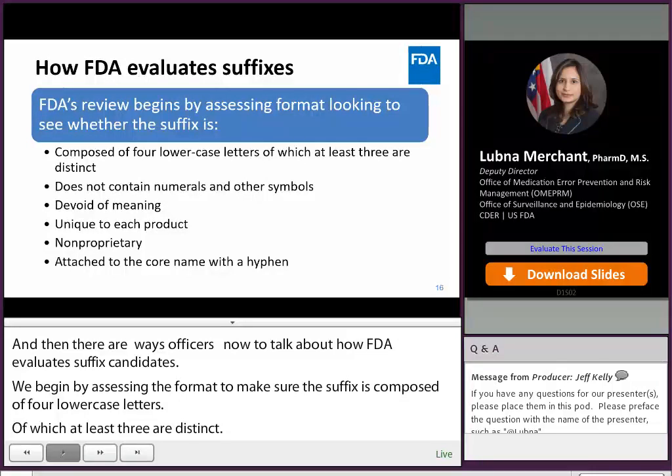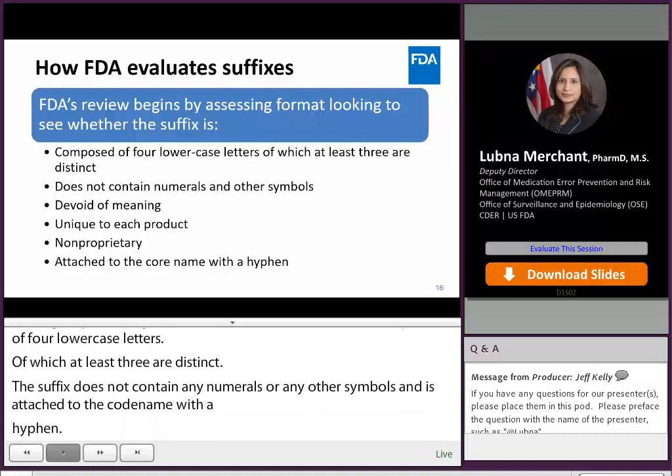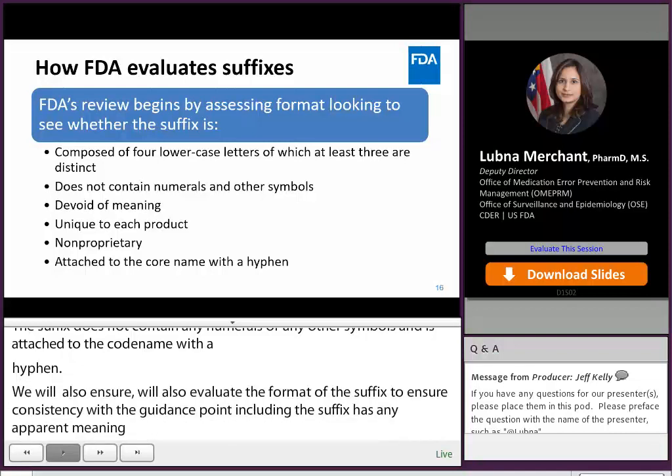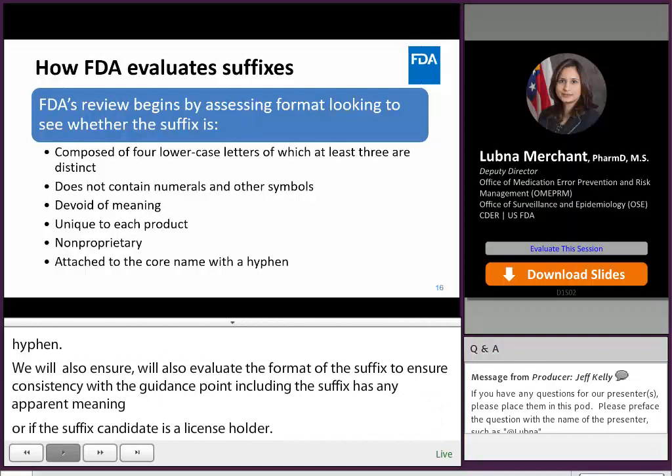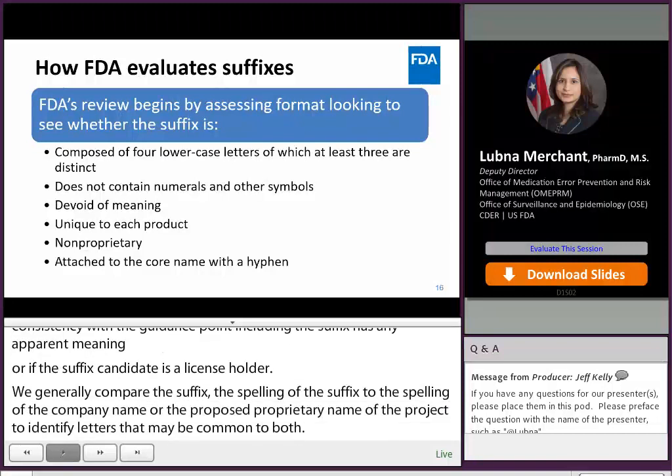We will also evaluate the format of the suffix to ensure consistency with the guidance, including if the suffix has any apparent meaning or if the suffix candidate could connote the license holder. To determine this, we generally compare the spelling of the suffix to the spelling of the company name or the proposed proprietary name of the product to identify letters that may be common to both. FDA may also compare the spelling of the suffix candidates to all suffixes accepted or approved for other biological products held by the same manufacturer. This is done to ensure that the suffix is devoid of meaning and unique to each product as well as non-proprietary.